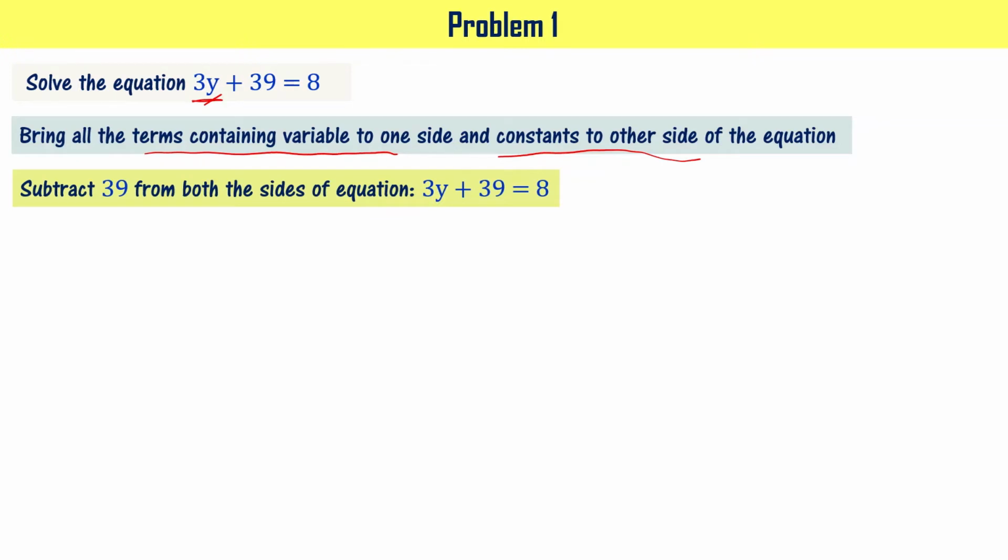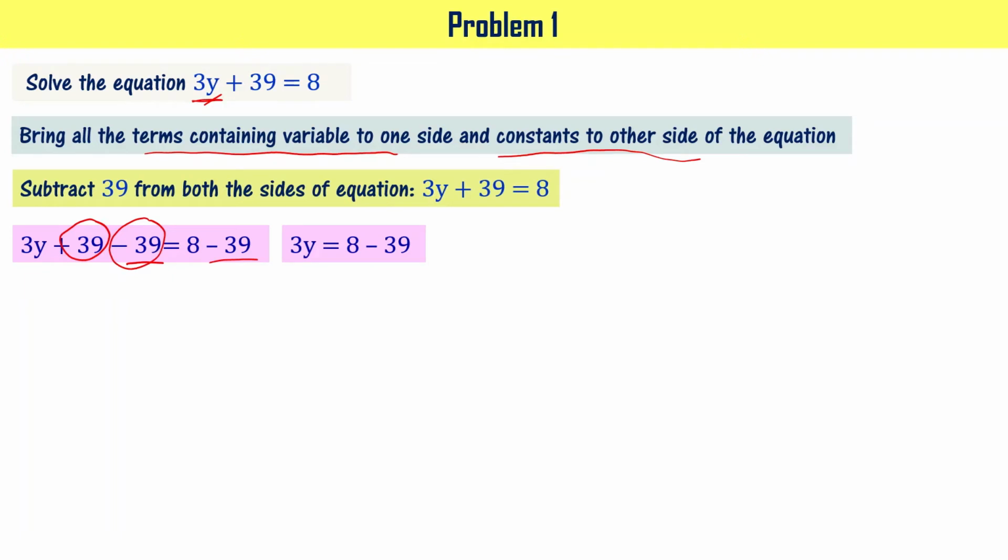of the equation. The given equation is 3y plus 39 equal to 8, right? Let's subtract 39 from both the sides of the equation. When you do that, you can write it as 3y plus 39 minus 39 equal to 8 minus 39, right? We have subtracted 39 from both the sides of the equation. Now I can simplify this equation because this is plus 39 and this is minus 39. I can cancel these two so that the equation now becomes 3y equal to 8 minus 39, right? When you simplify it, you can write it as 3y equal to minus 31, right?